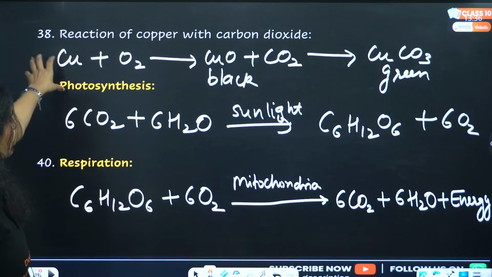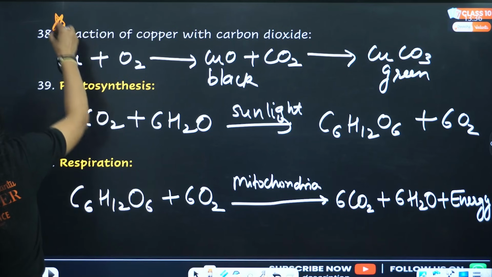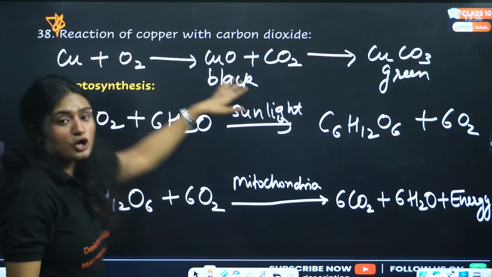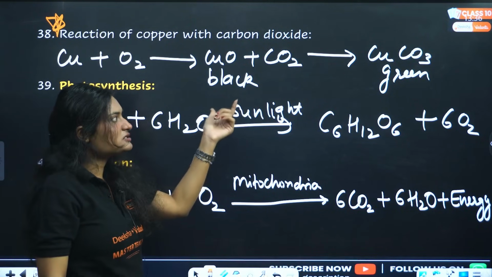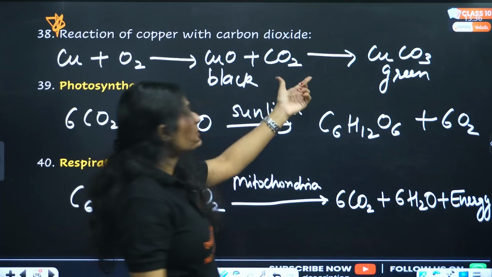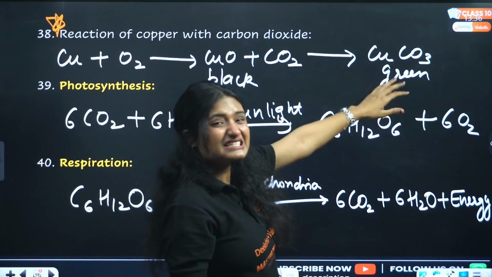This is important. See, copper reacts with oxygen first, and it forms copper oxide, which is black in color. Now this copper oxide combines with the atmospheric carbon dioxide and we get copper carbonate, which is green in color.